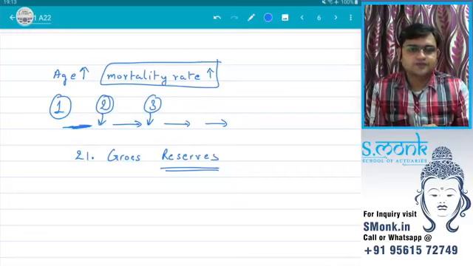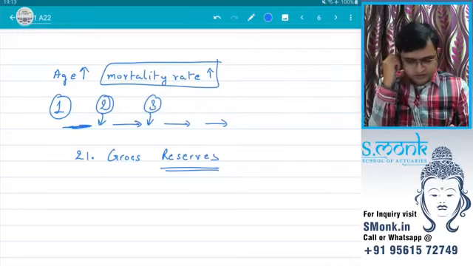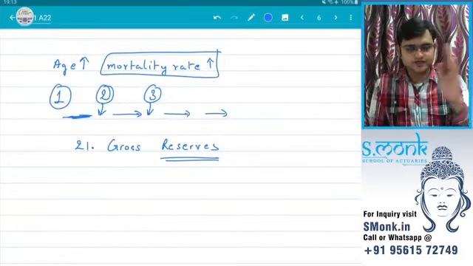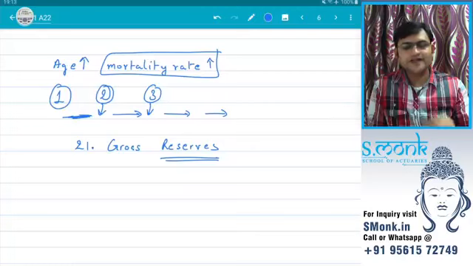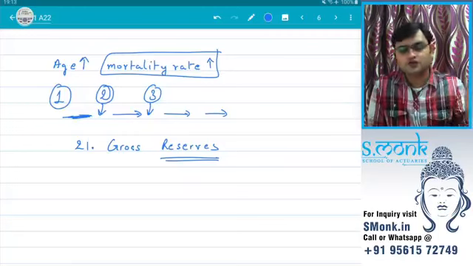Okay, that is called reserves, at any given point in time. So let's say our policy is running for 10 years. We'll calculate how much reserve I should keep at the end of the first year, how much reserve I should keep at the end of the second year, and so on.